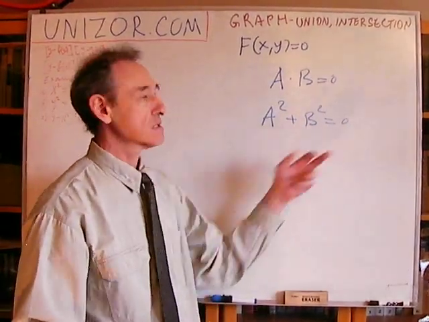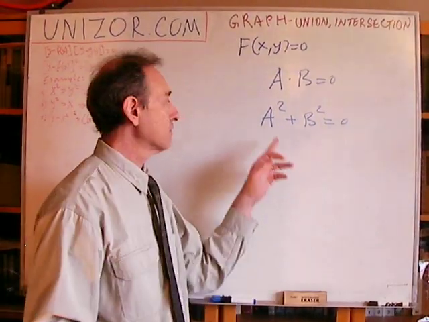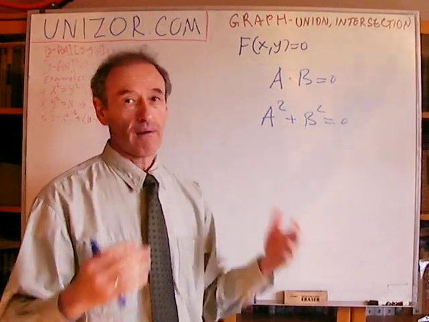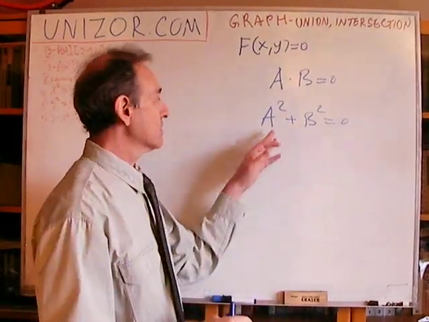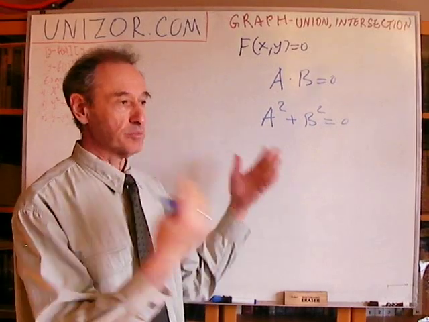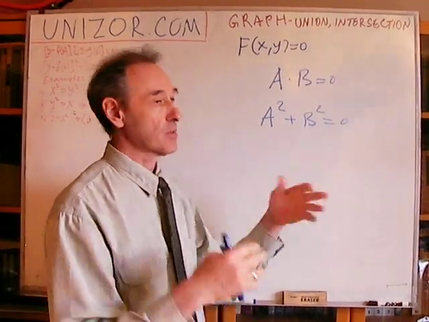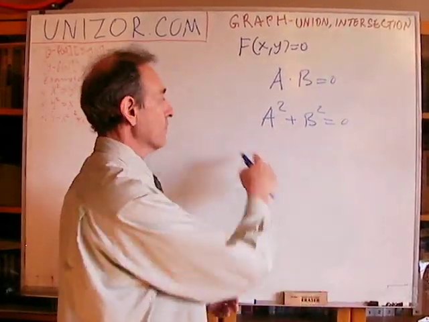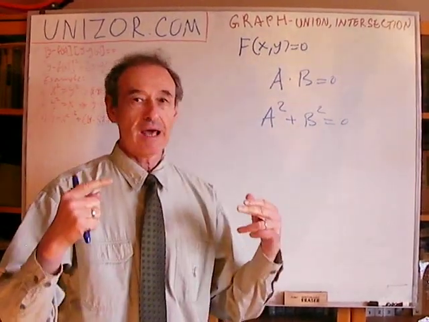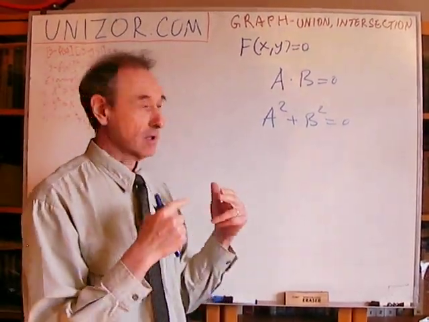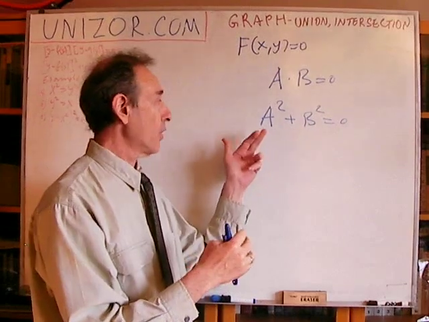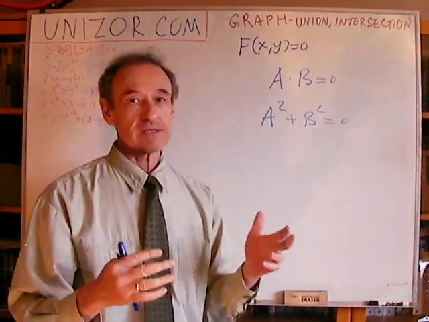Now, when is this equal to zero? Only if both A and B are equal to zero. So, if this represents one particular set of points, and this represents another set of points, then this represents an intersection between these two sets of points. Both A and B must be equal to zero.